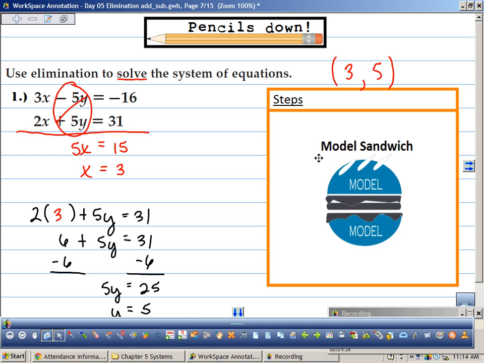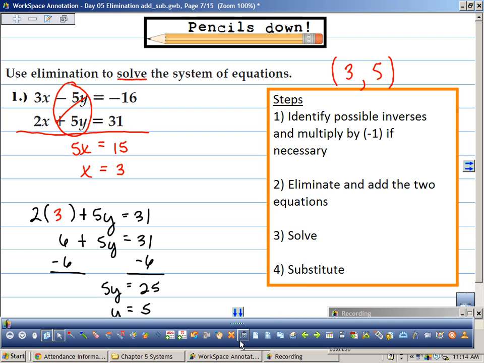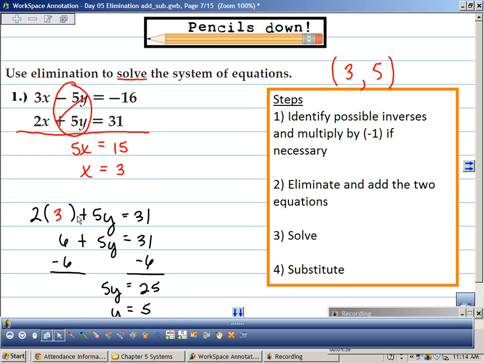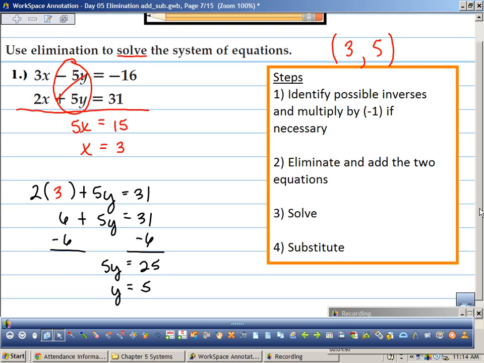Question. Here's my steps. Identify possible inverses and multiply by -1 if necessary. I have inverses already, right? So I just need to get rid of them. Eliminate and add the two equations. So I eliminated my y's and I added my x's. Solve, I solved for x, and then I substituted x back into one of the equations and found y. Go ahead and copy that down.